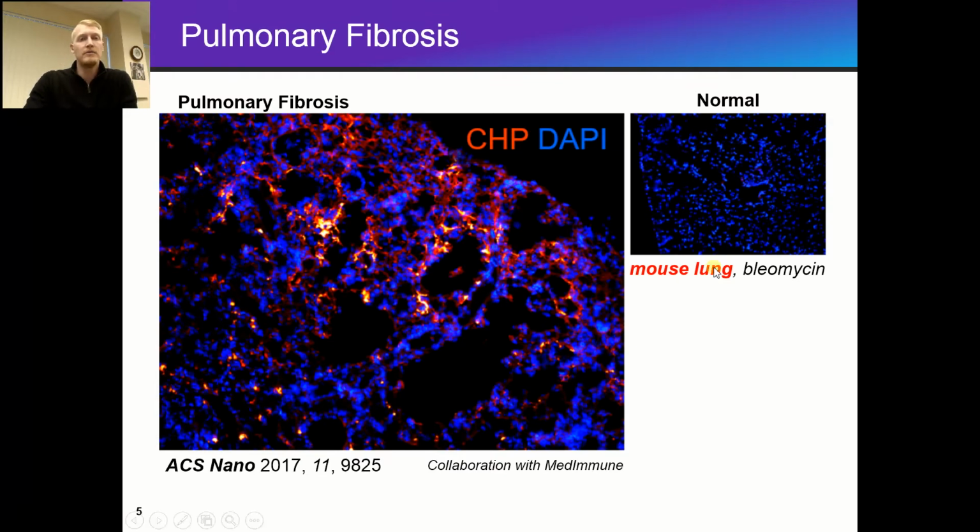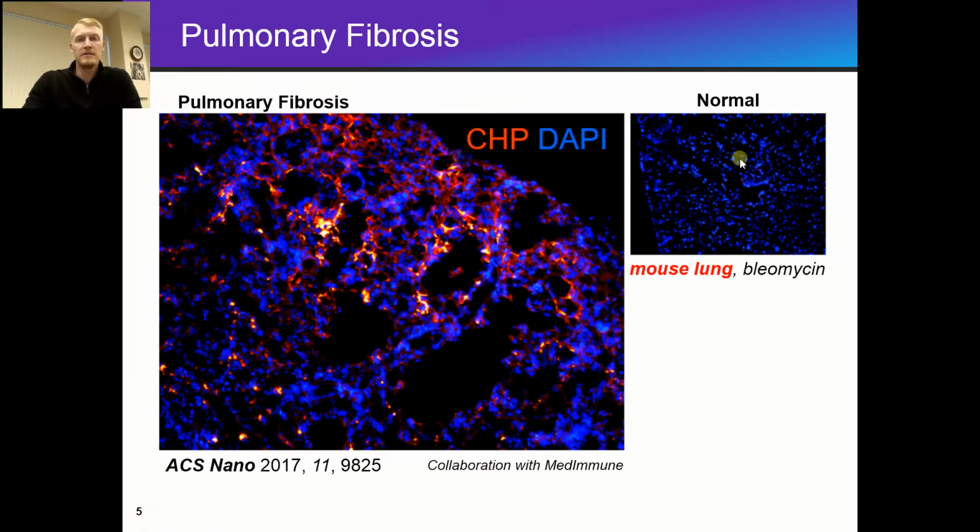In this example, this is pulmonary fibrosis, where you have an excess of collagen production, and it forms scarring within the lungs. As you can see here, when you look at our CHP stained in red, you see regions where there's high collagen turnover and high collagen remodeling. When you compare it to a healthy tissue here, you can only see the DAPI, and there's really not any CHP binding.